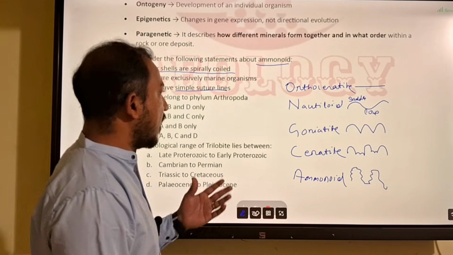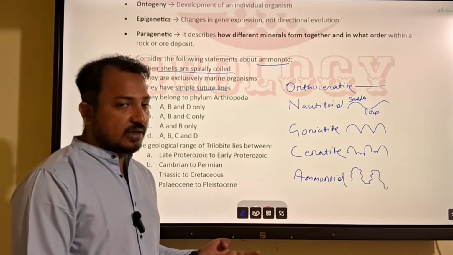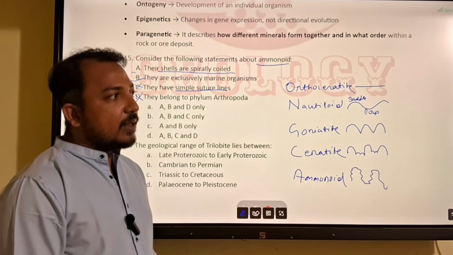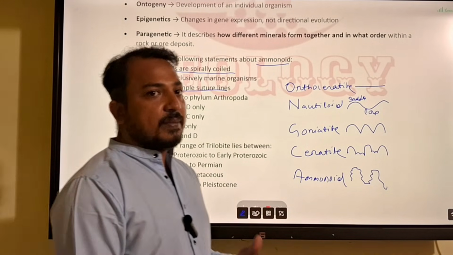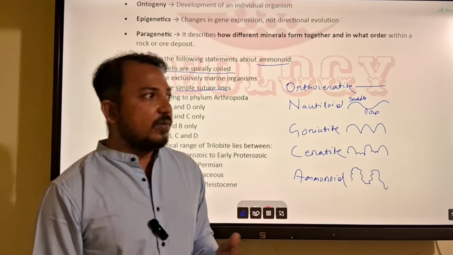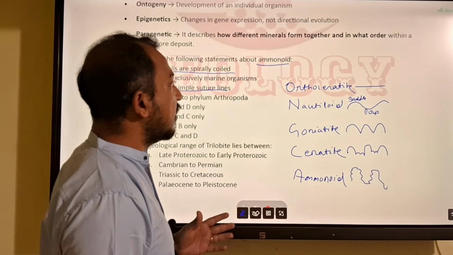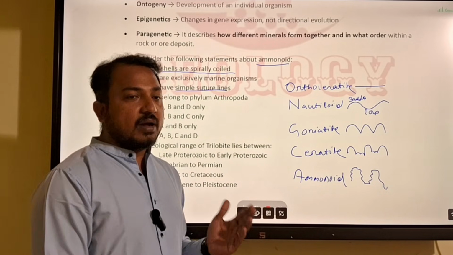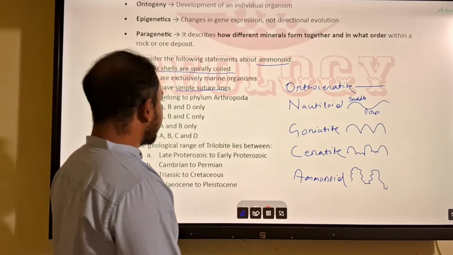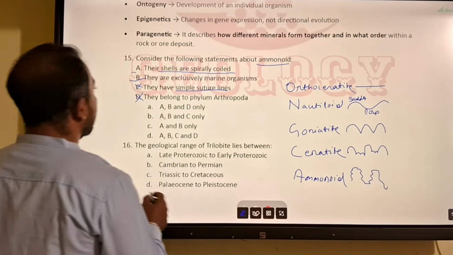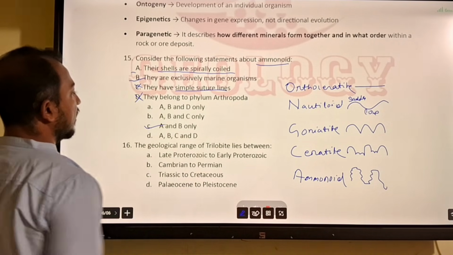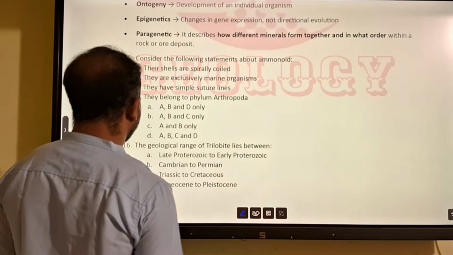In Mollusca we study 3 types of classes: Pelecypoda, Cephalopoda, and Gastropoda. Among these, only Pelecypoda is bivalve, while Gastropoda and Cephalopoda are univalve. So our answer will be A and B only, option C.